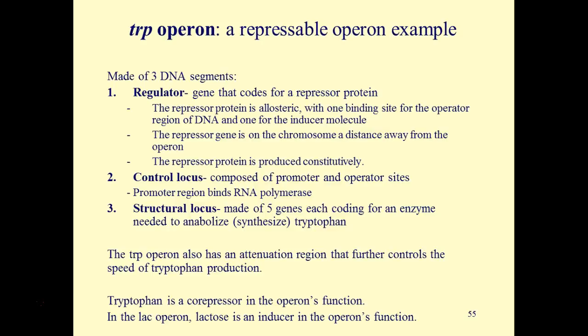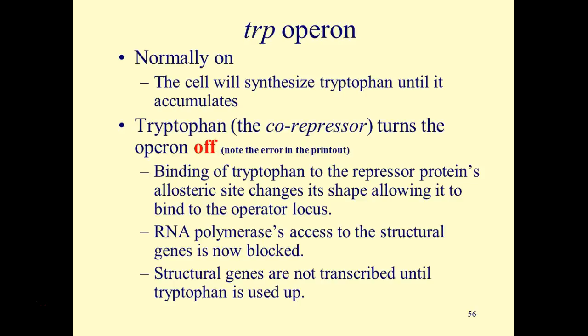So in the Lac Operon, which is an inducible operon, lactose is the inducer. Here, tryptophan, which is the product of the reaction that is going to happen, becomes a co-repressor in the operon's function. Okay. So the trp operon is normally on. So it's on all of the time, and tryptophan is going to be made. Tryptophan's an amino acid, so it's something the cell is going to need. It needs to make proteins.